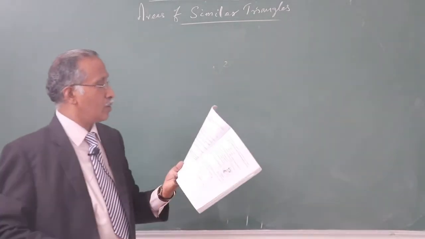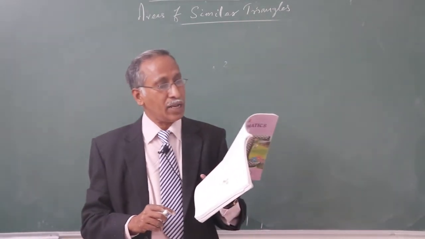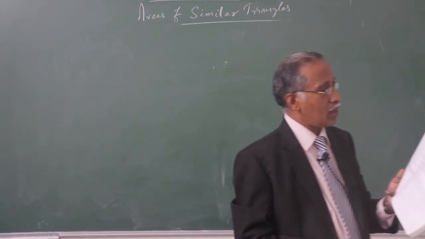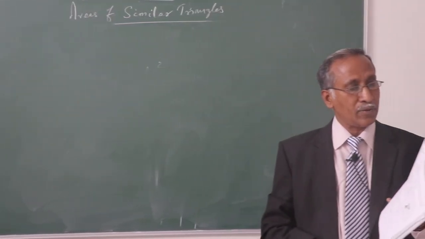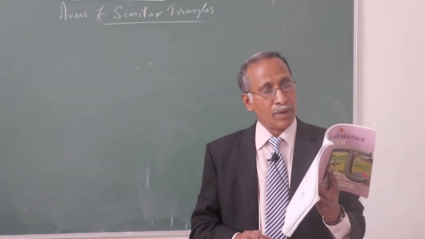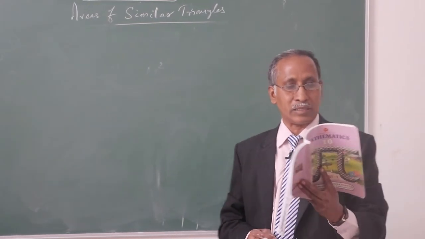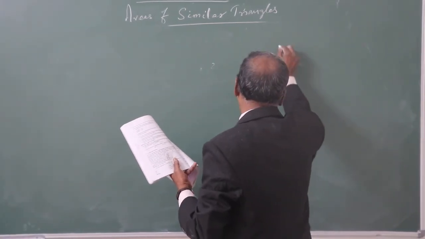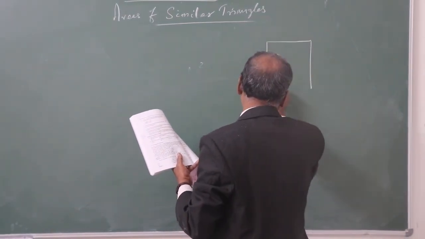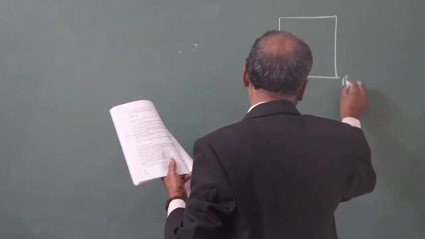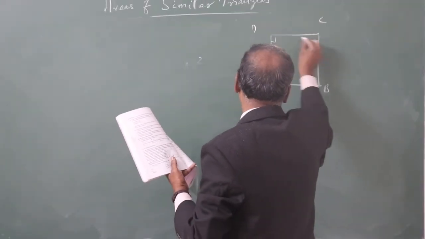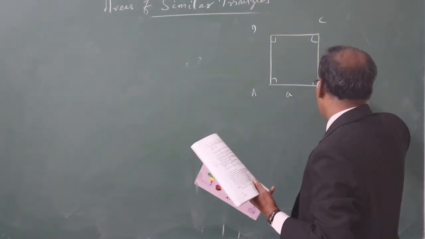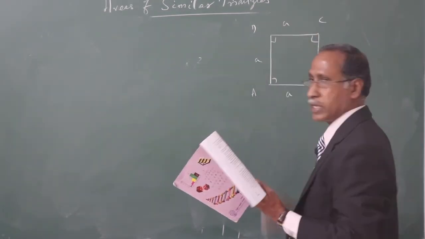Next one, prove that the area of an equilateral triangle described on one side of a square is equal to half of the area of the equilateral triangle described on one of its diagonals. Now we can take ABCD as a square. In a square, all the angles are right angles and all the sides are equal. I am taking this as A units, this is also A, this is also A, this is also A.